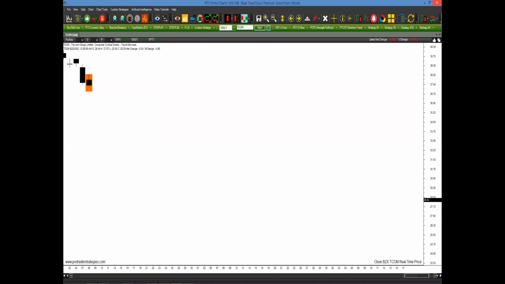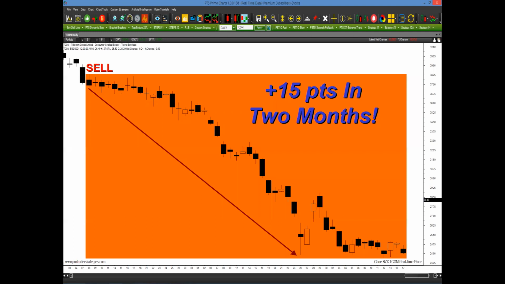There's no telling how low it will go, but we give you tools, different ways in which to trade it. But you may decide you don't like this. You may want to buy the puts. Maybe you want to go short. Maybe you're long, and this is a great signal to exit your trade. Either way, you decide to exit or sell right here, and the stock fell 15 points in the next 2 months. Okay, that's the simplicity of trading it this particular way.